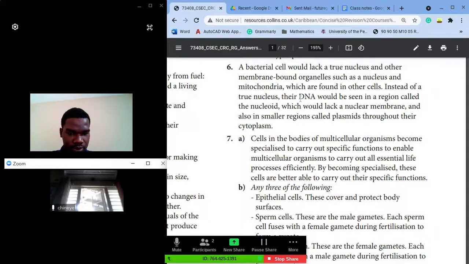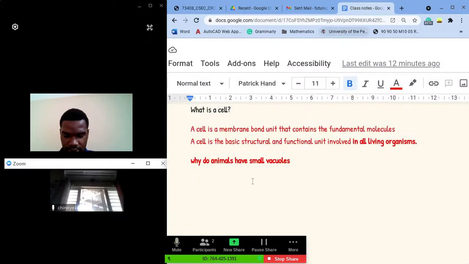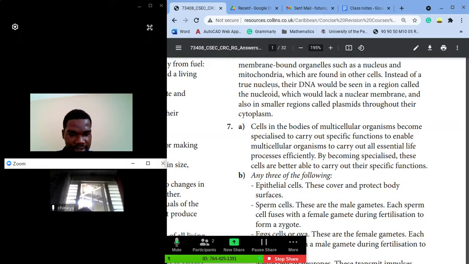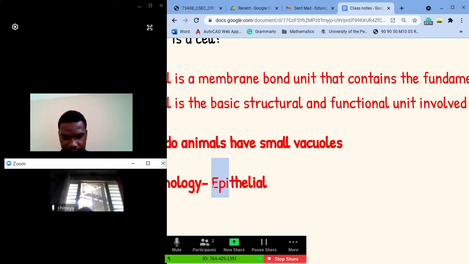So, the first one. The epithelial cell. No, to get this one out of the way, I'm going to still teach you how to use etymology. Let me write that word down. Etymology is the study of the root of words, right? So if, for example, you see a word that says epithelial, one second, I'm not perfect, let me get the spelling. Epithelial. What is the prefix of this word? Isn't it epi? Yes, epi.